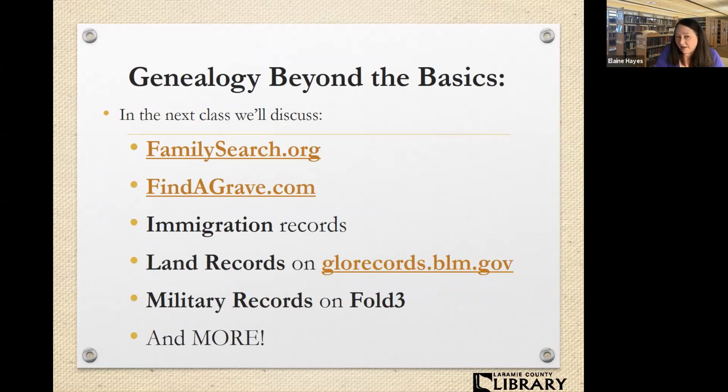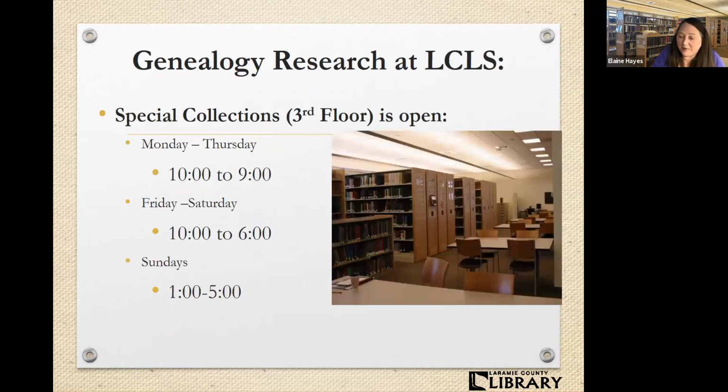If you come next week at 3 o'clock, we're going to talk more about places, things like FamilySearch.org and Find a Grave. We're going to talk about immigration records, land records, and military records, such as Fold3. Fold3 is a database that we have that you have to be at the library to search, and more. And come into the library because we have 20,000 genealogy books and microfilm and things like that from all over the United States and some other countries too.